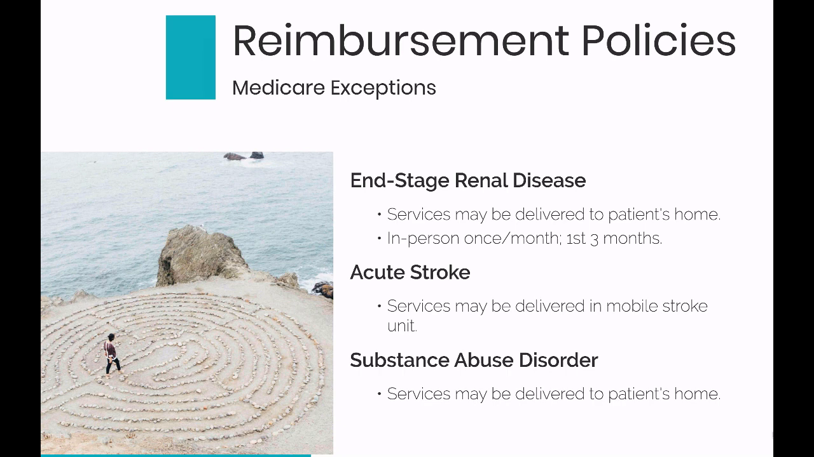A second exception includes acute stroke treatment. For the treatment of acute stroke, a mobile stroke unit is eligible for reimbursement. Additionally, the geographic limitation would not apply for the treatment of acute stroke in any of the eligible originating sites, including mobile stroke units. The final consideration stipulated by Medicare is regarding the treatment of individuals with substance use disorder.